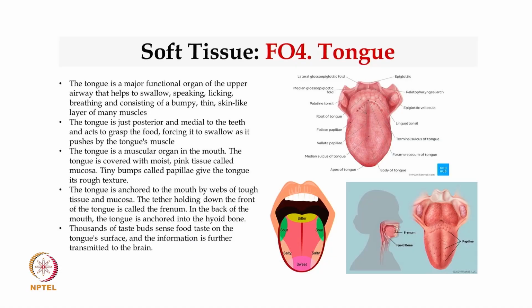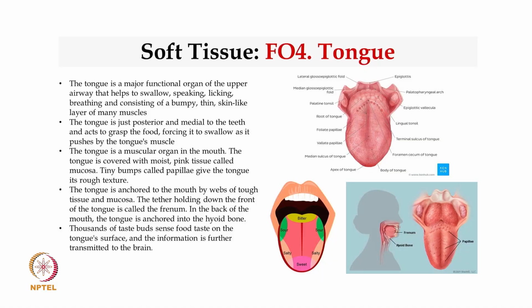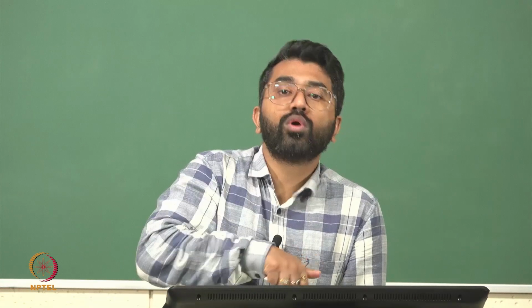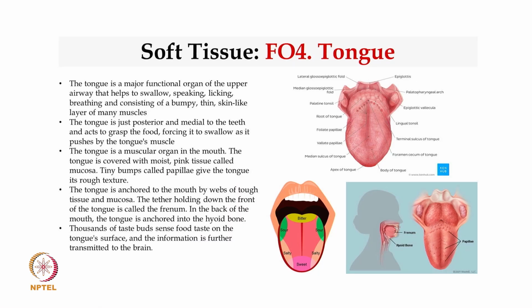The tongue is anchored to the mouth by webs of tough tissue and mucosa. The tether holding down the front of the tongue is known as the frenum, right? So that is the holding for the tongue, otherwise it's going to fall off, right? In the back of the mouth, the tongue is anchored with the hyoid bone. This is a very important bone. It's not going all the way into our pharynx, it's kind of pivoted or held at the hyoid bone. Thousands of taste buds sense food taste on the tongue's surface, and the information is further transmitted to the brain. This is what the functioning of the tongue is, right?